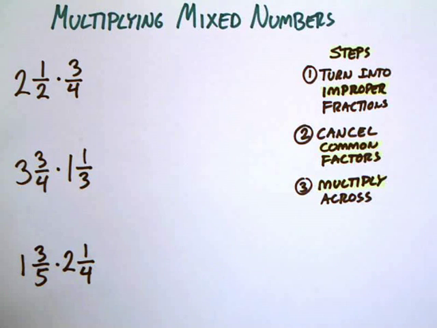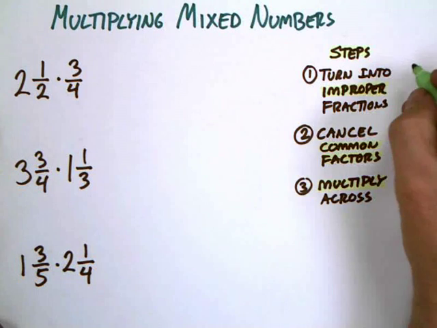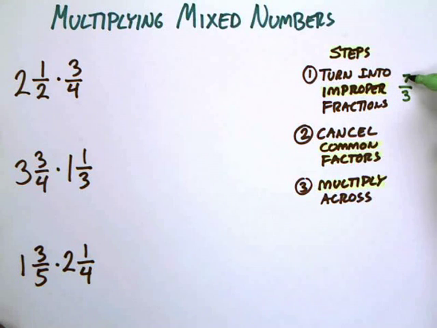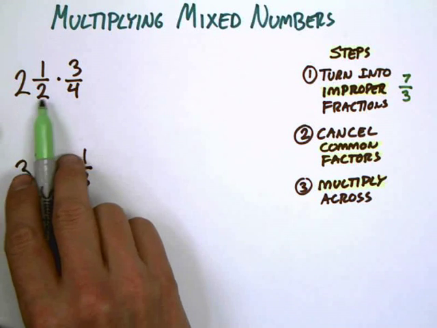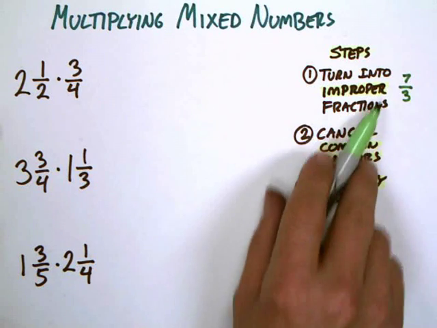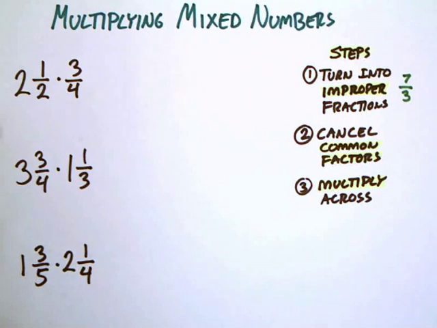Alright, for this lesson we're going to multiply mixed numbers. To multiply mixed numbers we have three steps that we're going to follow here. The first step is we're going to turn our mixed numbers into improper fractions. An improper fraction, if you remember, is a fraction like 7 over 3 where the top number is bigger than the bottom number, because mixed numbers really aren't a good thing to multiply. So let's change them back into improper fractions and then go through the process of multiplying.